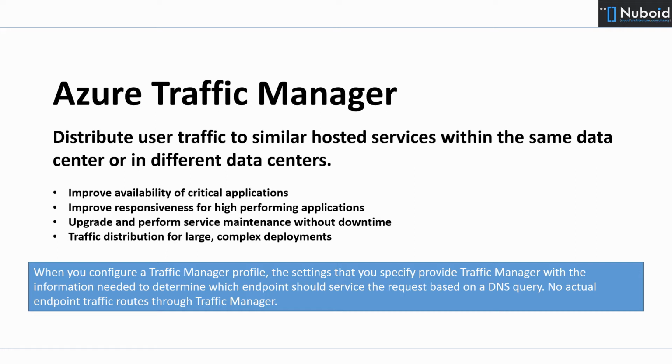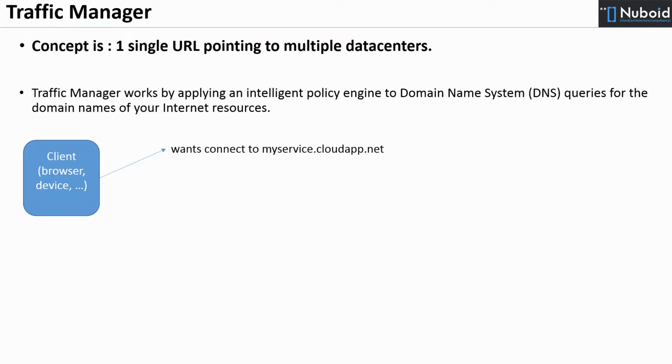You want to improve availability, you want to lower latency. It's also good for a scenario where you want to perform maintenance to a site or to a web service without affecting everything. And so you want to maintain or upgrade one data center, and then after that you want to upgrade to another data center. In very large and complex deployments, we can distribute the traffic.